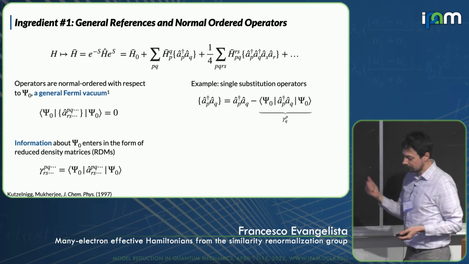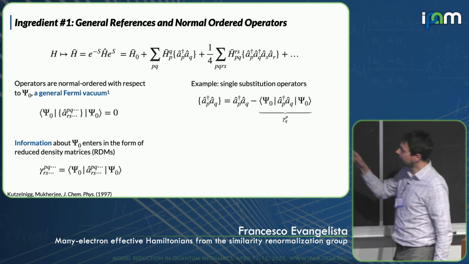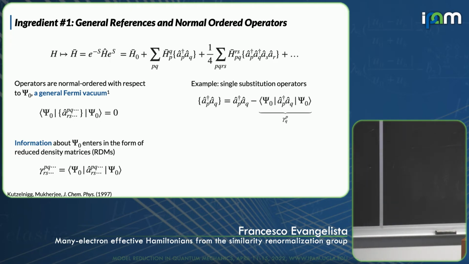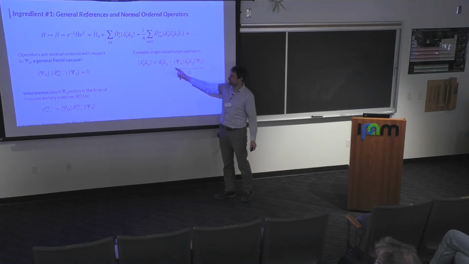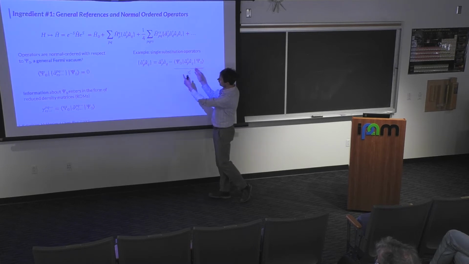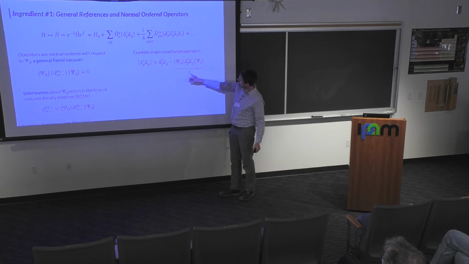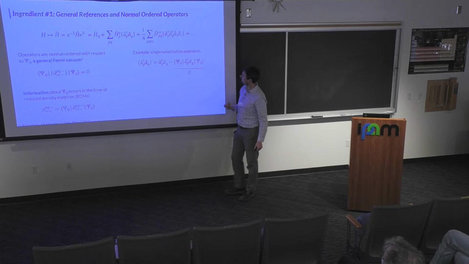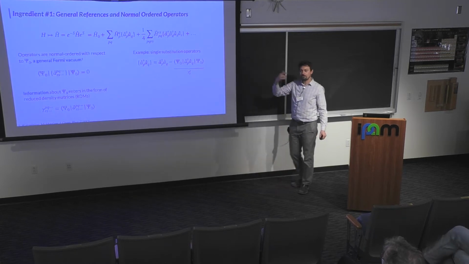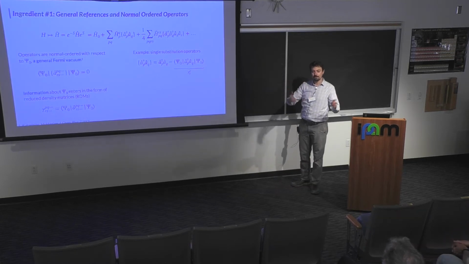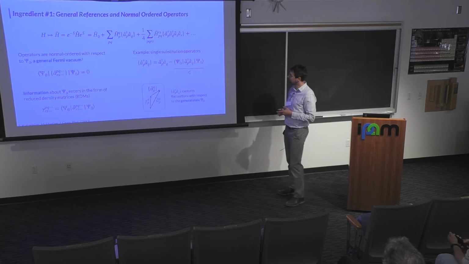So what happens when you do this form of normal ordering? For example, a single substitution operator is equal to a bare substitution operator minus the expectation value, so that when you take the expectation value of this side, it's equal to 0, and that's where I get my one particle density matrix of my general state. Now, when you go to higher order operators, you'll start to get higher order density matrices.